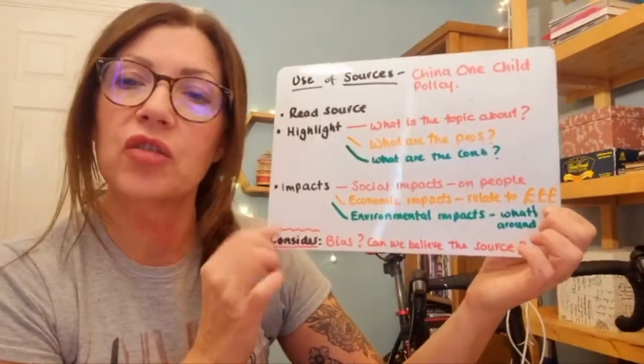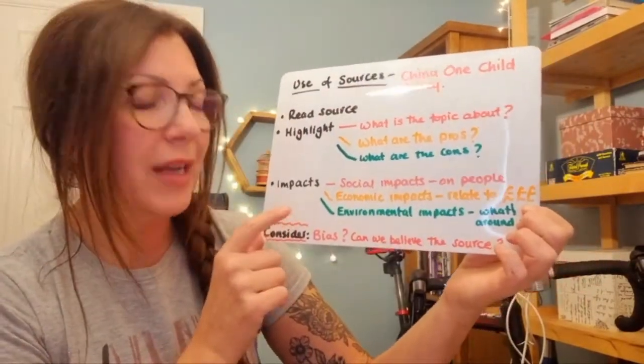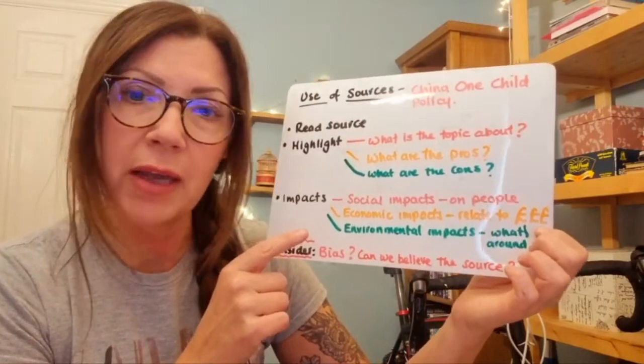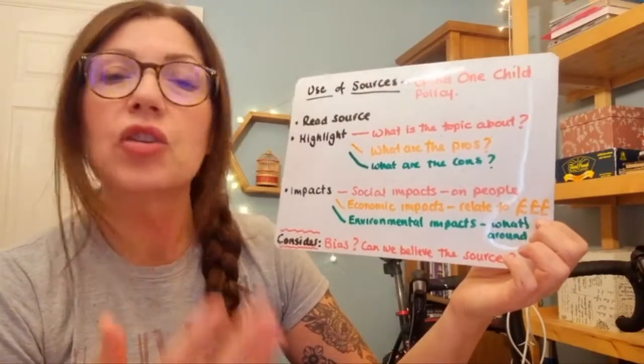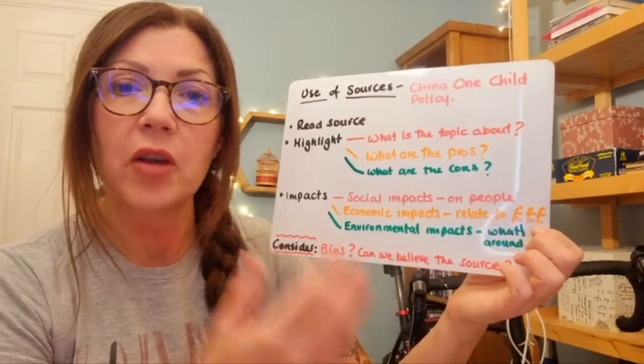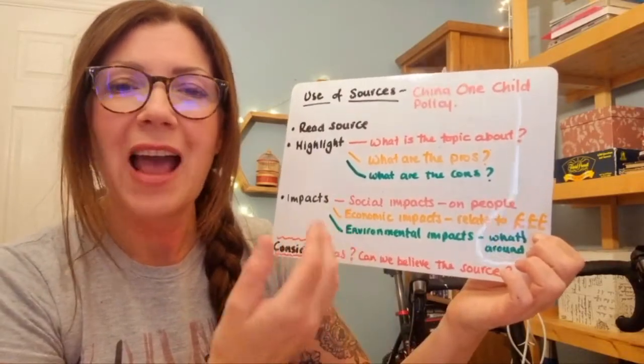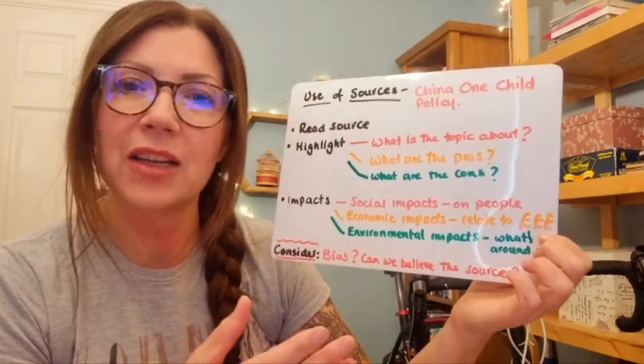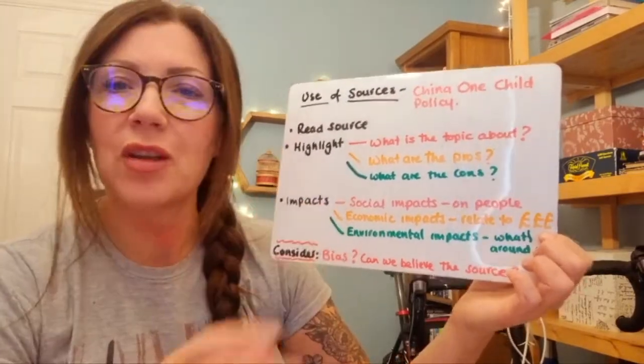Now, the final thing, if you want to stretch yourself a little bit more, is to consider the source in terms of its bias. Is it biased? Is it truthful? We need to look at it in terms of who produced this information and therefore what kind of bias it contains. So that is the use of sources.